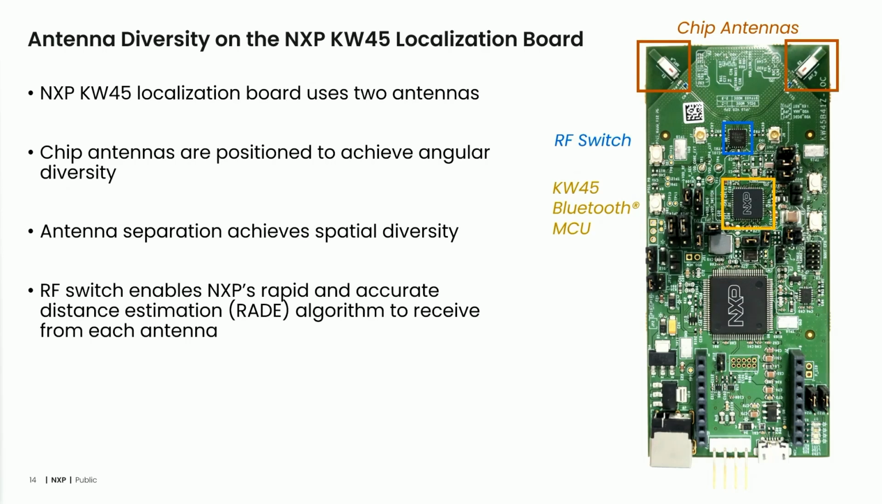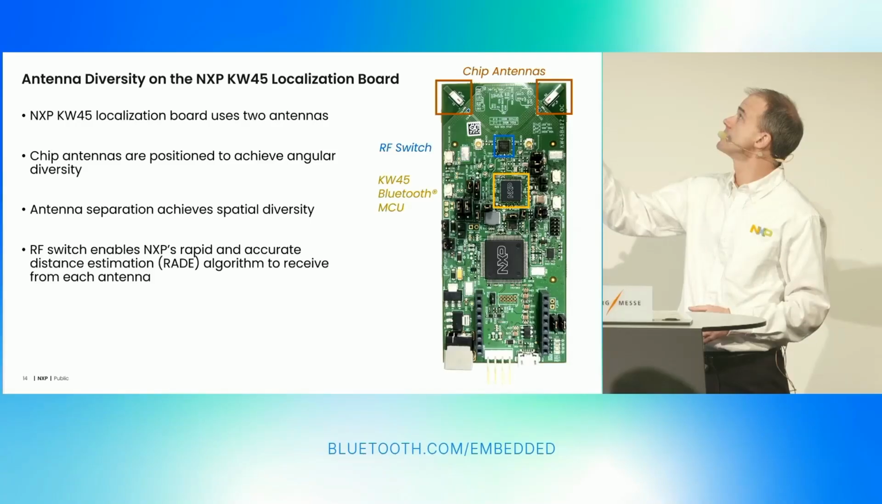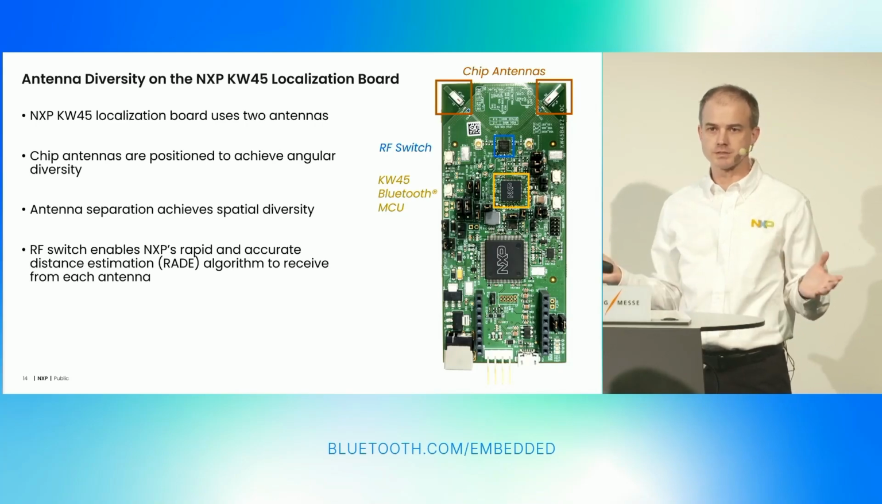Now, there's also an RF switch on this board. The reason for that is our device is only designed to receive on one antenna at a time. And so we use the RF switch to switch between each of the 2 antennas throughout the channel sounding procedure.